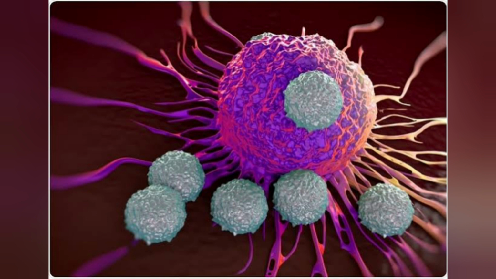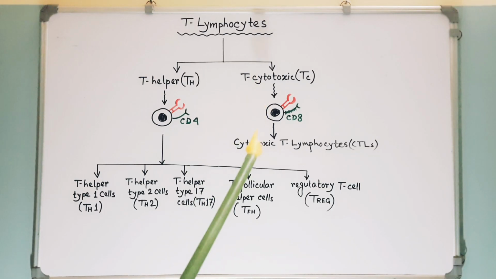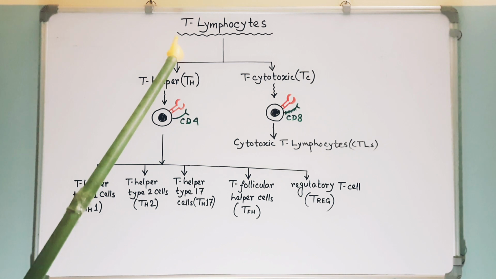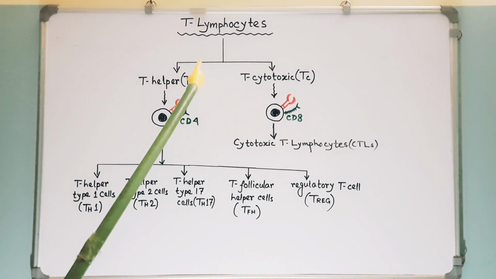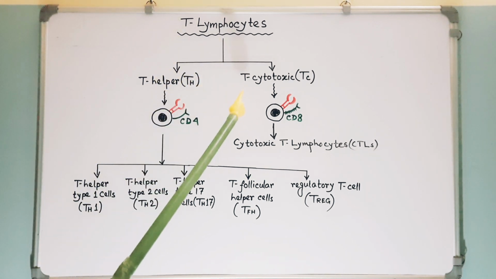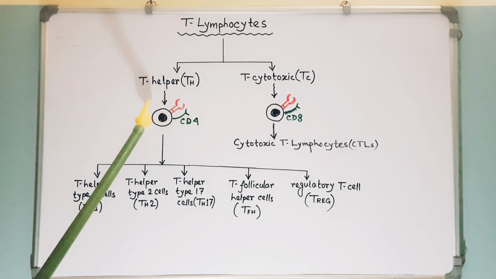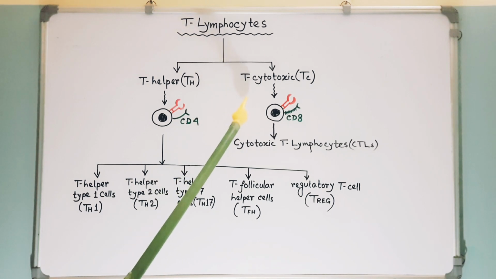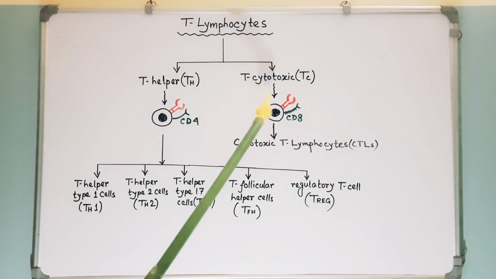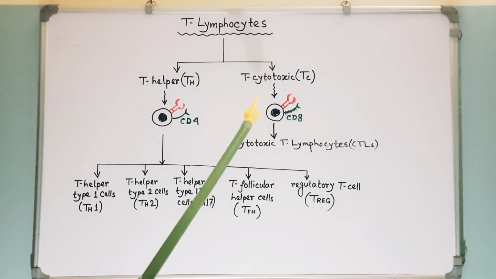Today I am going to discuss T lymphocytes or T cells. The letter T stands for thymus, the maturation site of these cells. In this chart, you can see T lymphocytes are divided into two major cell types, T helper or Th cells and T cytotoxic or Tc cells.